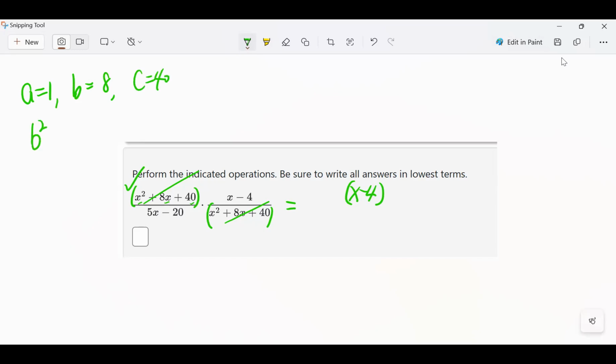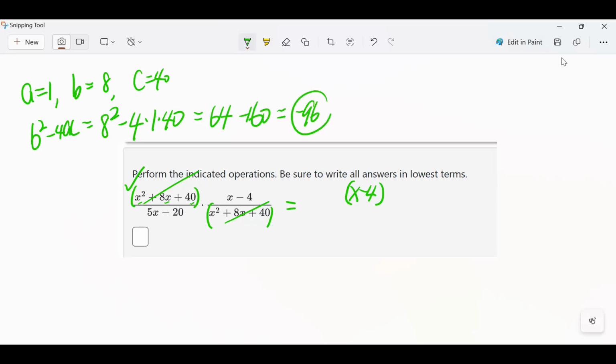If you do B squared minus 4AC, that'd be 8 squared minus 4 times 1 times 40. That is 64 minus 160. Then it's minus 96. Since it's negative, that means there's no real solution here. This is not factorable, so it's better to just cancel them, exactly. And that's how we do it.